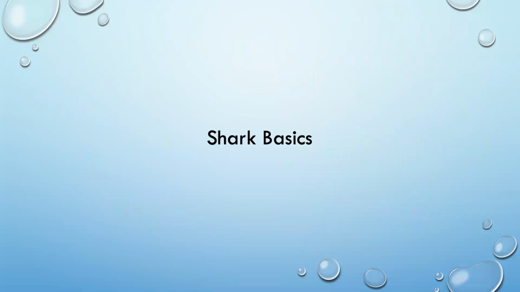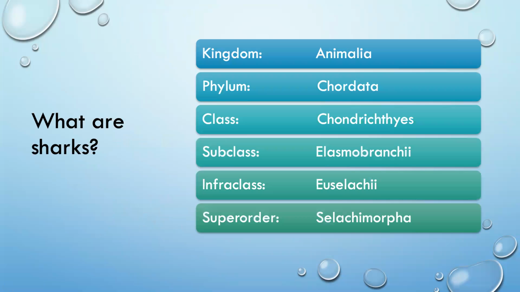Okay, so we're going to go over some basics about sharks now. So what are sharks? Well, sharks are animals. They're in the kingdom Animalia, and they're in the phylum Chordata, which you guys might remember means that they have a notochord when they're developing. So it develops into like a spinal cord. So this is basically saying that sharks have a backbone. And then they're in the class Chondrichthyes, and ichthy is a word for fish. So they're a type of fish.